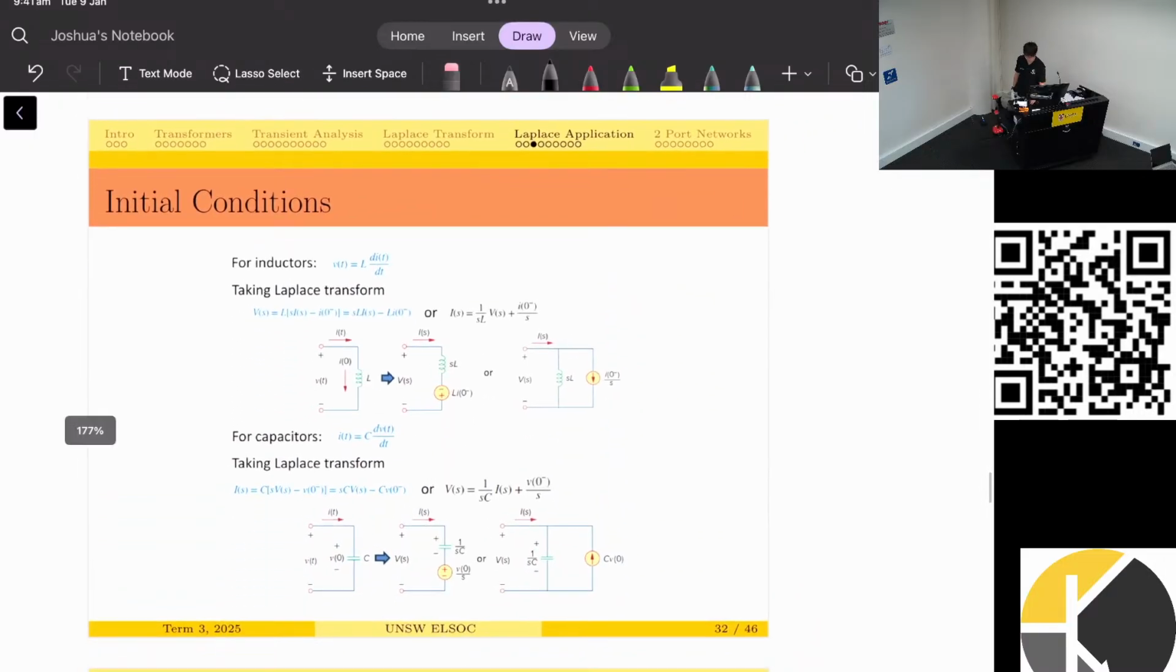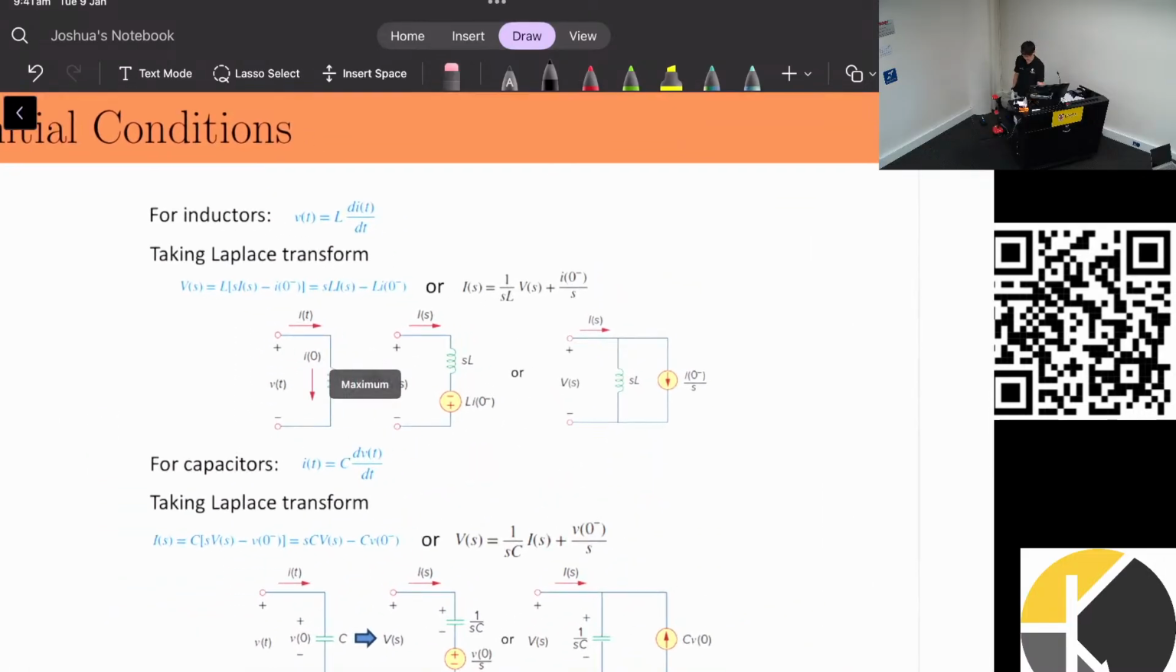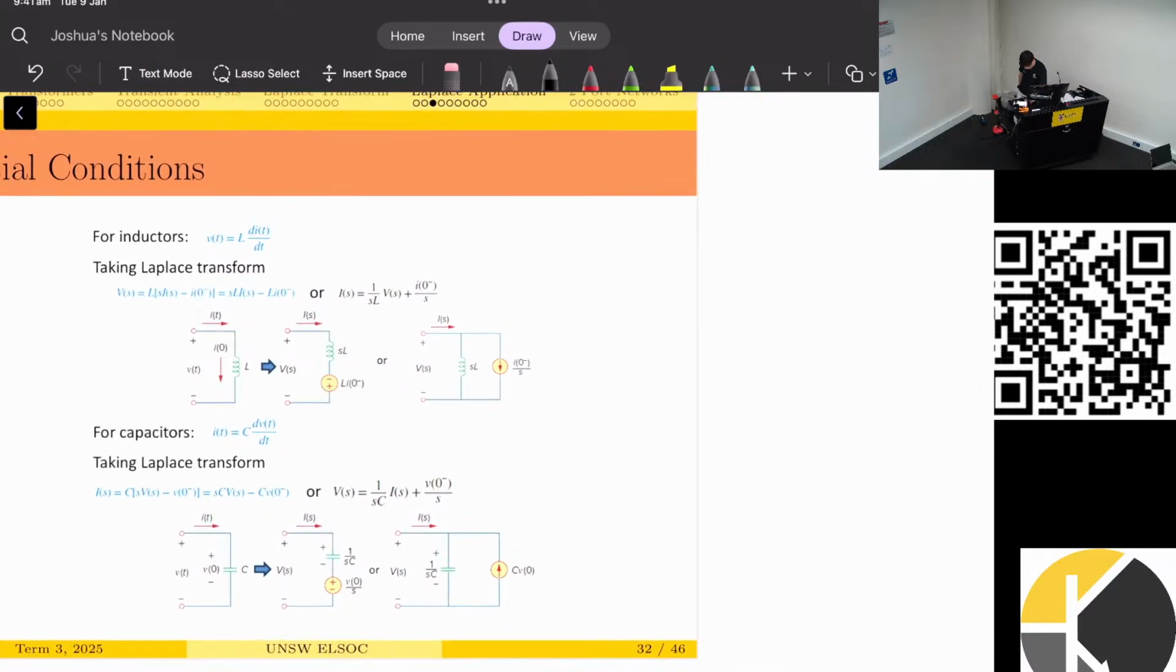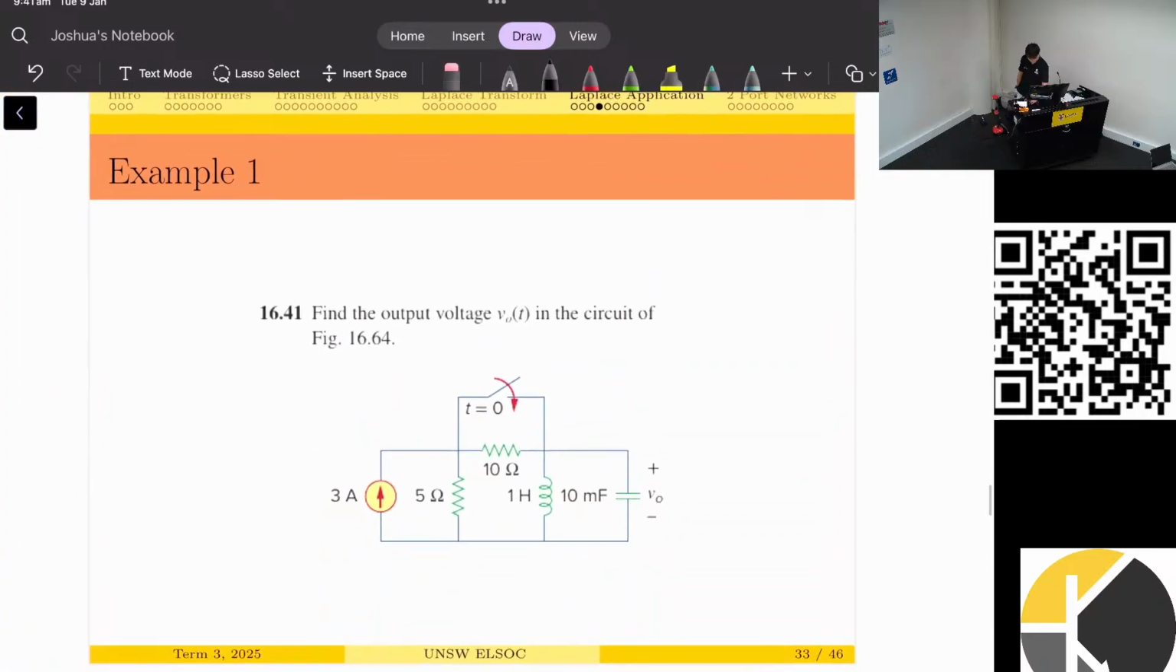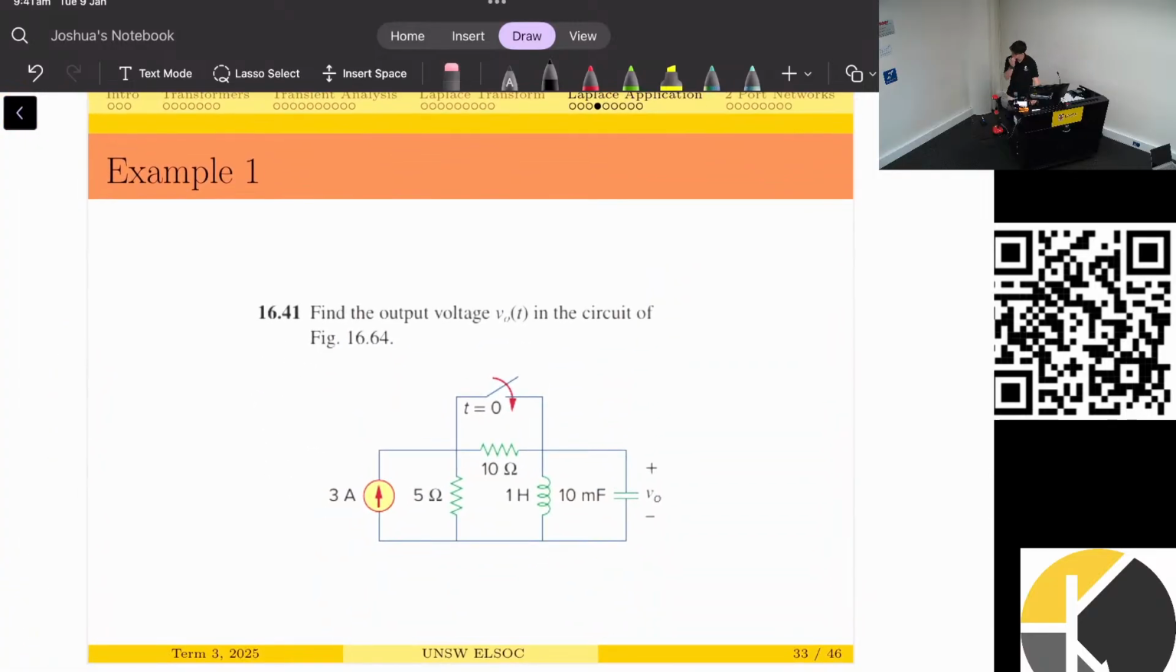When I want to deal with any initial conditions that I have, I need to keep in mind that when I have an inductor in the time domain, I need to replace that inductor with either an inductor and a voltage source or an inductor with a current source. And the value of that source will depend on my initial conditions. And that's the same for the capacitors as well. So the capacitor will be expressed as either a voltage source or a current source. So let's jump into an example.